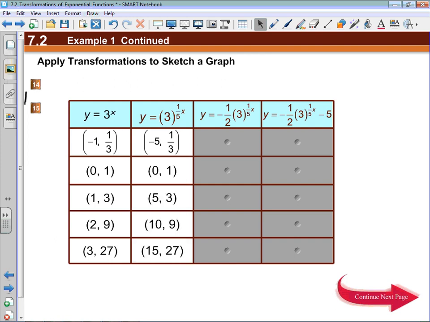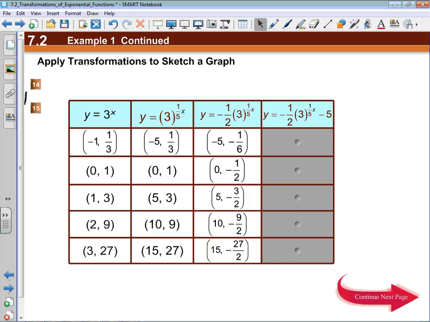The next column, what they're going to do is take all the y values and multiply them by -1/2. Very importantly, this has changed the direction of the exponential function. Instead of that function looking like this, after this column we know that it'll look something a little more gradual, but also in the other direction. And we'll see that on our graph as well.